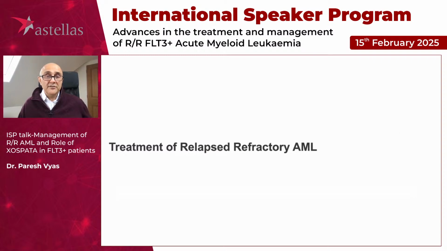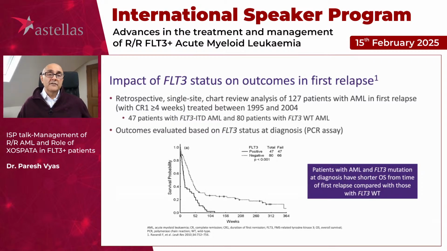So let's now turn to the treatment of relapsed refractory AML. The first thing to say is the FLT3 mutation, when detected at relapse, is a poor prognostic marker. This is data from the MD Anderson some years ago. It's a retrospective single-site chart review analysis of 127 patients treated over a 10-year period nearly. 47 had FLT3 ITD. And you can see in the black line, the ITD mutant patients are doing worse than the ITD wild-type patients. And this was a FLT3 ITD based on a PCR assay. So they have shorter overall survival in first relapse.